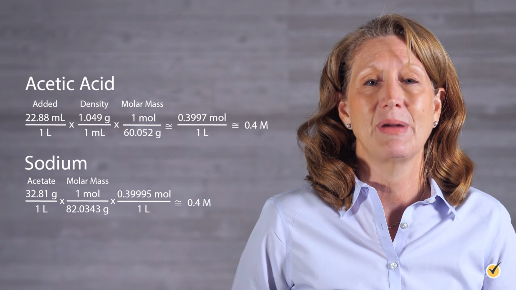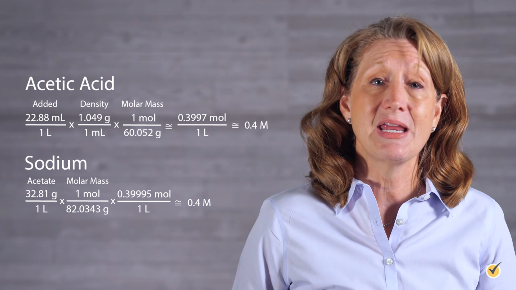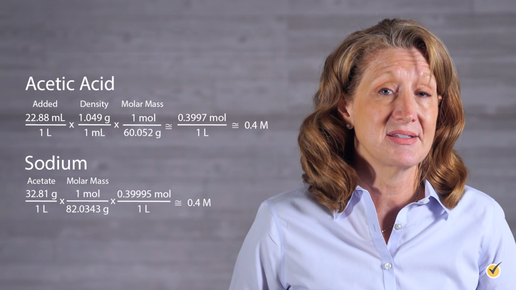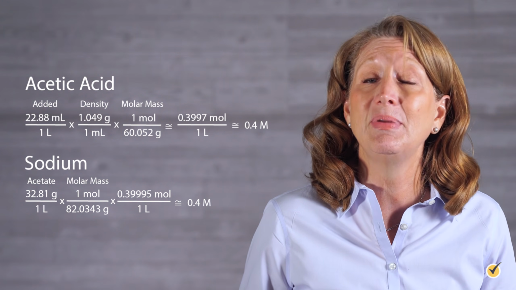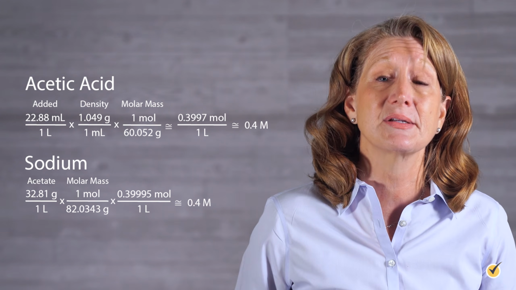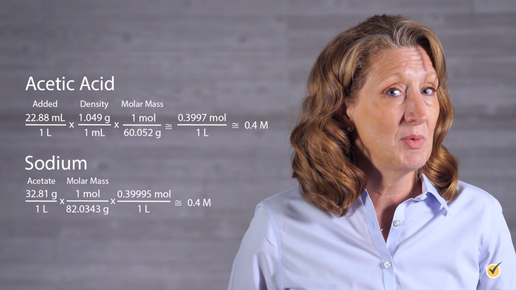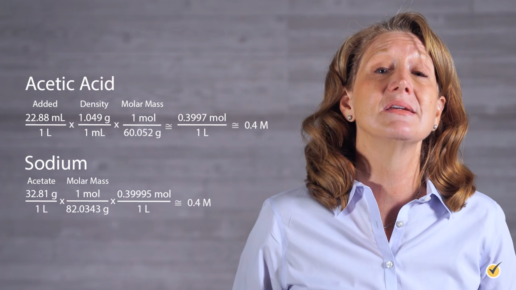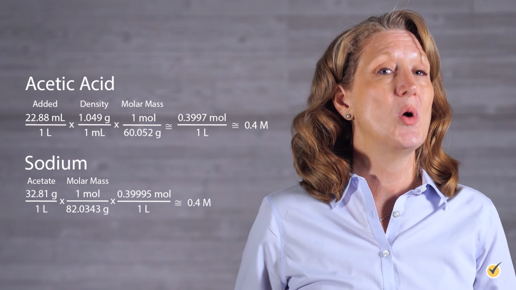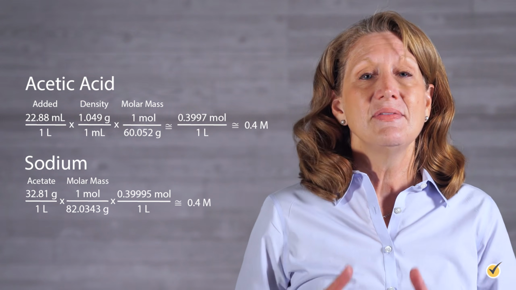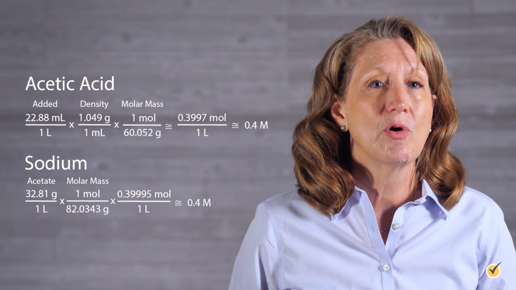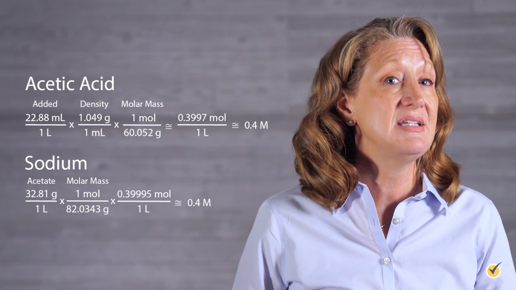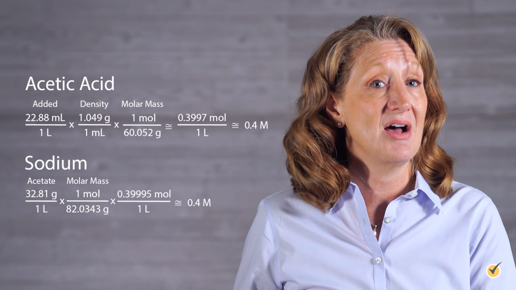Suppose we make a buffer by combining 22.88 milliliters pure acetic acid, a weak acid with a pKa of 4.76, 32.81 grams sodium acetate, the salt of its conjugate base, and water to make 1 liter of solution. This gives us a 0.4 molar concentration of both acetic acid and the acetate ion. Let's start by calculating the expected pH of this solution.